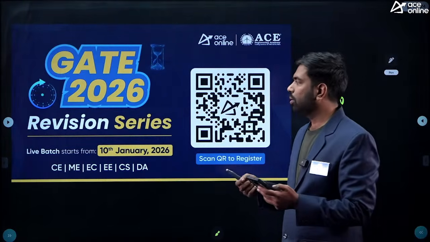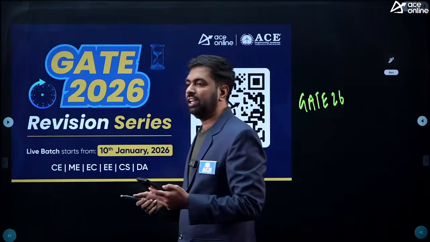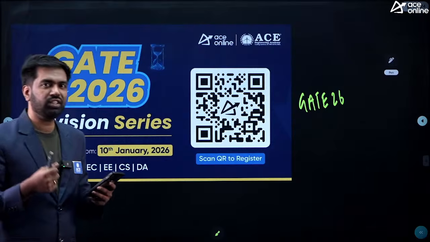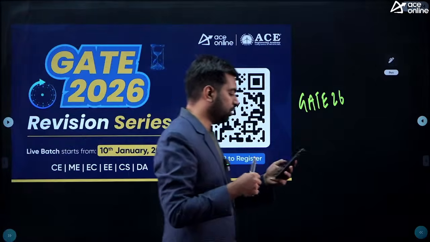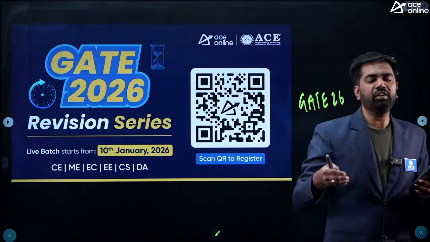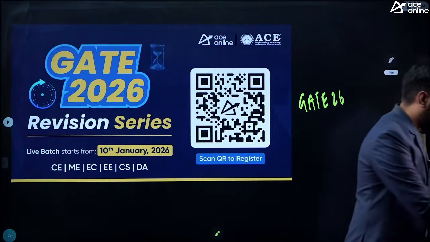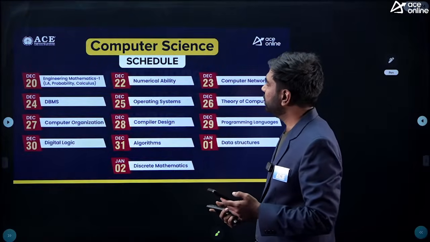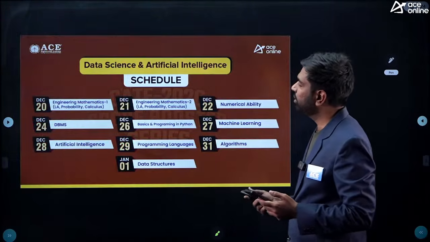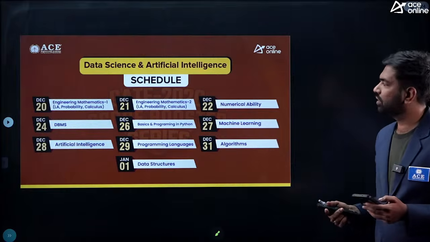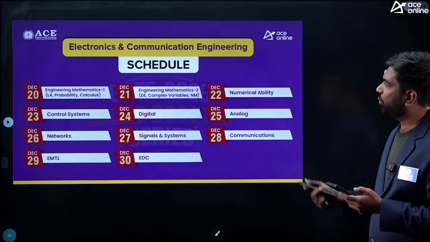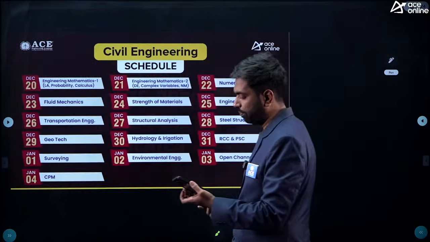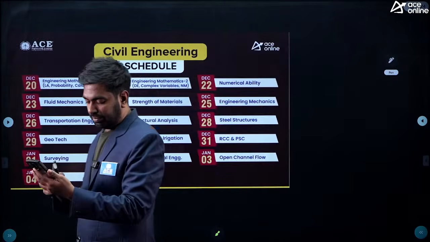Tomorrow also, I'm here taking engineering mathematics for DA students, data science and artificial intelligence students. So those students can join me tomorrow. Every day there is a new subject, like I have given you the schedule as well. You can see it in the beginning. This is the schedule for various departments and branches. You stick to this schedule, and it will definitely be useful for you. Any other questions?